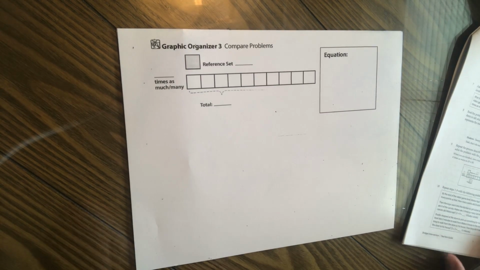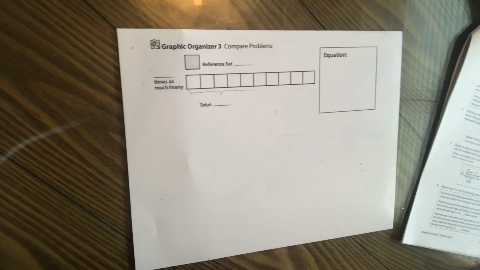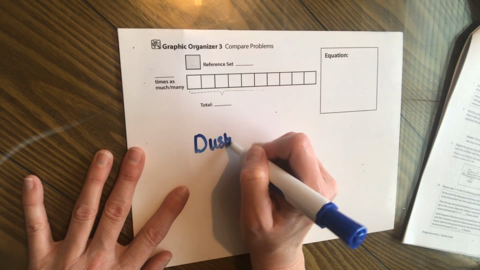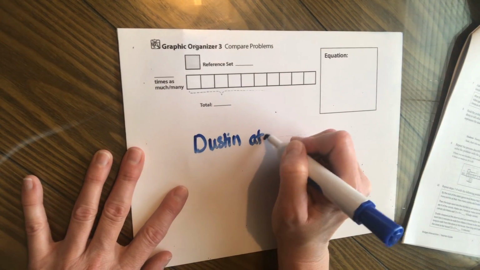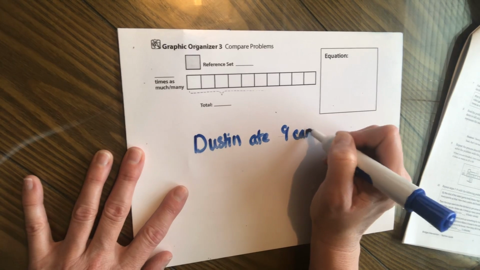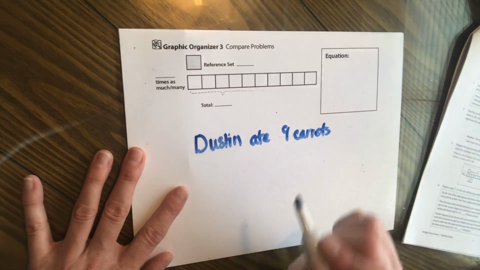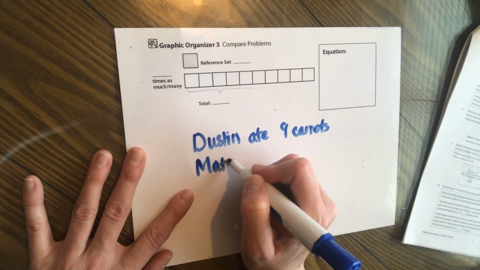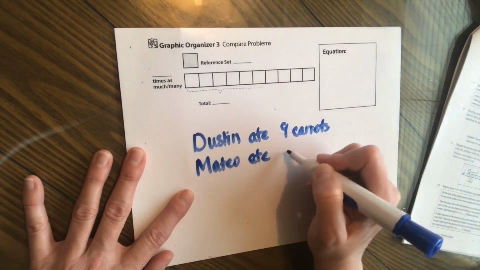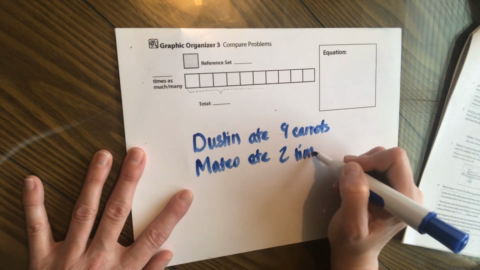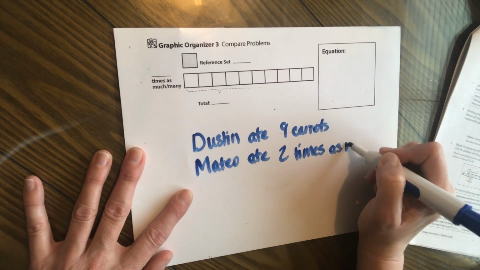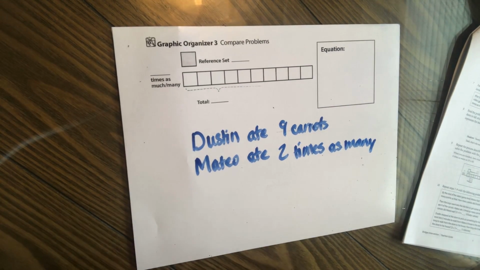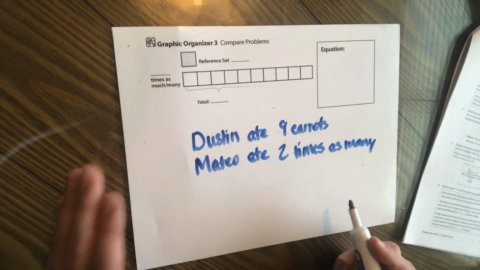It says, then the boys went into the kitchen to get some baby carrots for snack. Dustin ate 9 of the carrots. So Dustin ate 9 carrots. Mateo ate 2 times as many. Mateo ate 2 times as many carrots as Dustin. How many baby carrots did Mateo eat?